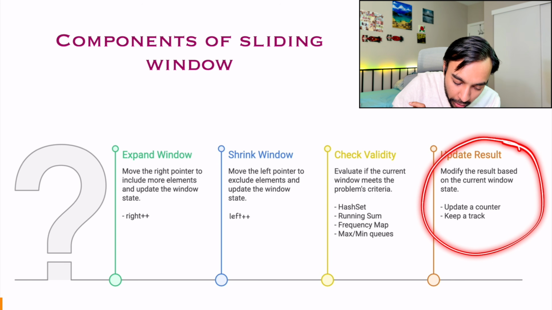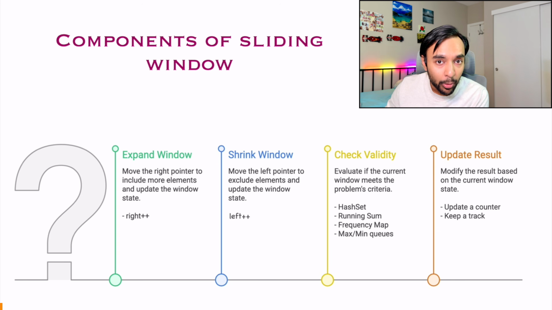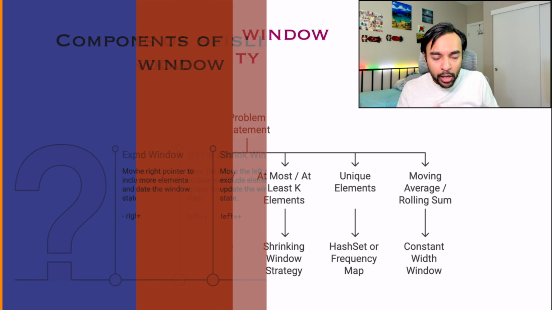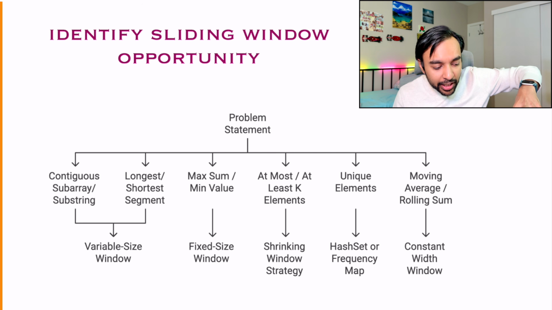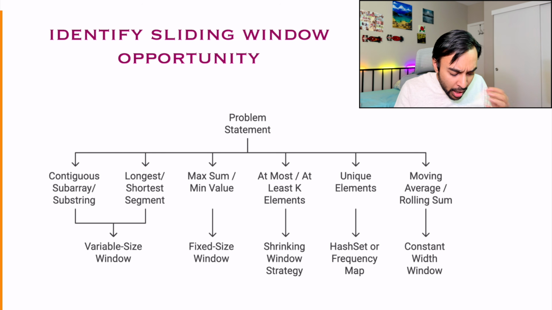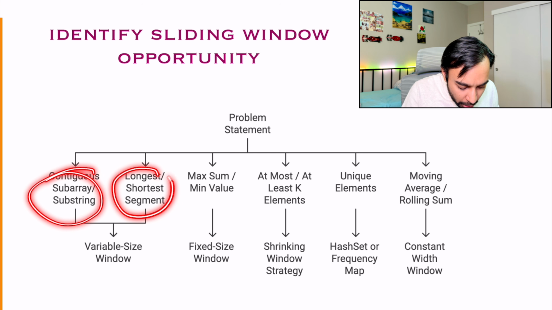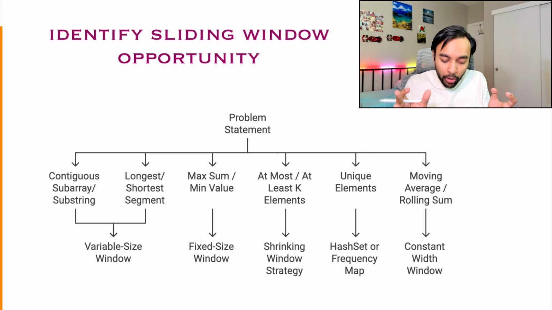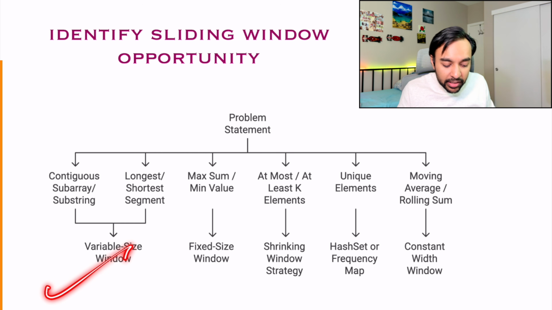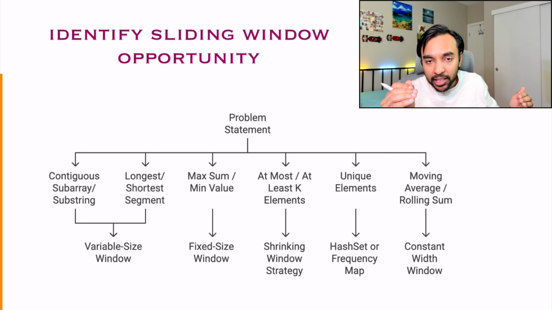And while doing all of that, you might want to update a counter, you might want to keep some kind of a track. It just means that you are trying to update the end result that will eventually solve the problem for you. So what did we learn over here? You need to somehow look at the problem and identify the sliding window opportunity. For example, whenever you are being talked about a contiguous subarray or a longest or a shortest segment, it means that you want to look at different sizes. It simply means you are looking at a variable size sliding window.